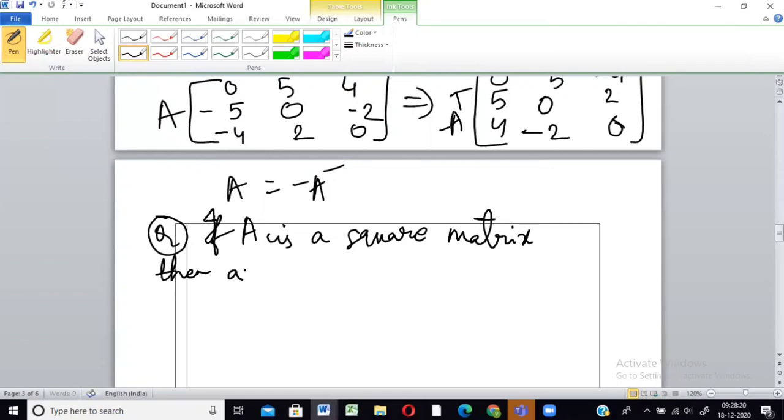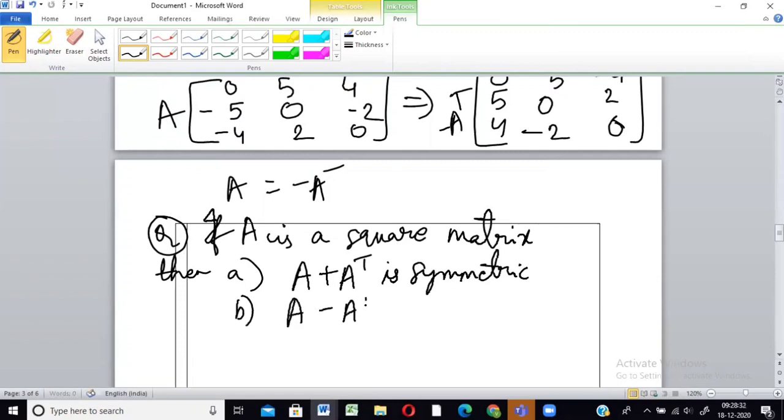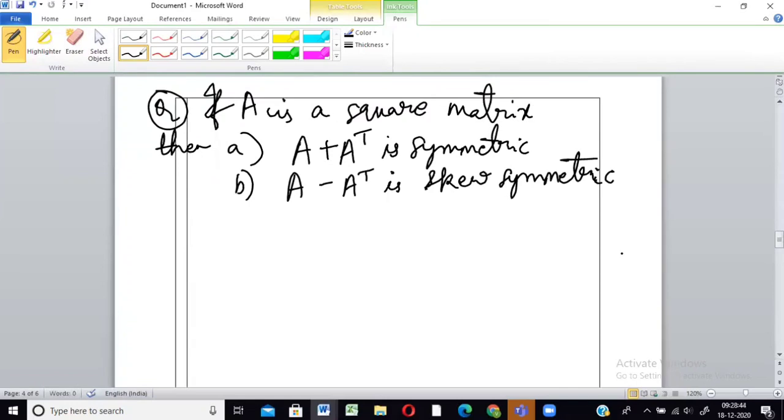Then A plus A transpose is symmetric. The next one, A minus A transpose is skew symmetric. Okay, A is a square matrix, then A plus A transpose is symmetric, A minus A transpose is skew symmetric. Okay, so then we'll again take an example question. Exam में they can give you any matrix, like A का कोई भी order का matrix they'll give you and they'll ask you to check if this is true, something like that.